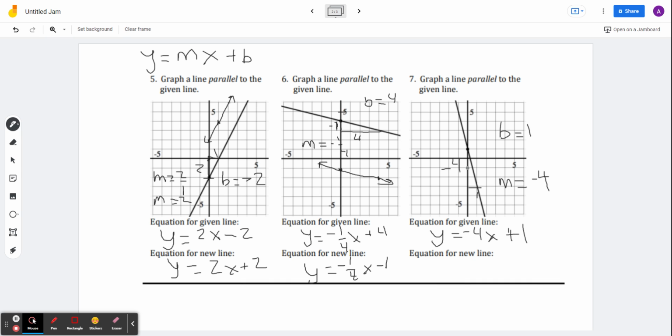And then if you notice, I could start right here, and this would be -1, for example, if I wanted to draw a parallel line. And then I can just go down 4, and then over 1, and connect these points to make a parallel line. It's hard to draw here. But my equation would be y equals -4x. And all that I did was change my y-intercept from +1 to be -1.